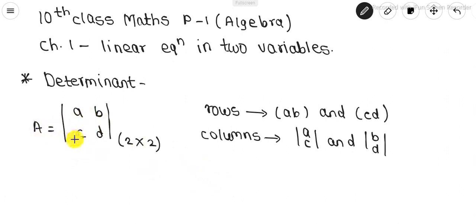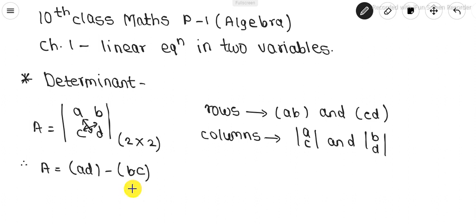Now we have to find out the value of the determinant A. The value of determinant is found by cross multiplication. Therefore, the value of determinant A is equal to AD minus BC. This is the value of determinant. Now with the help of this determinant concept, we will see the Cramer's rule concept for solving simultaneous equations.